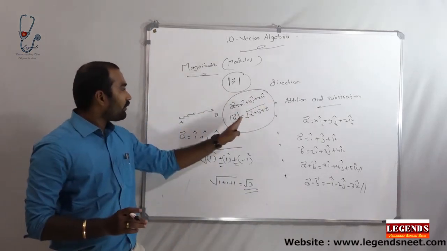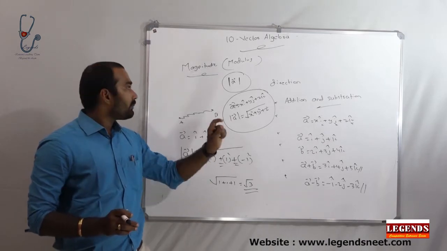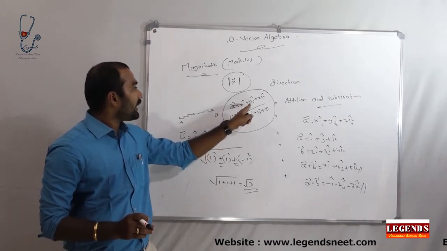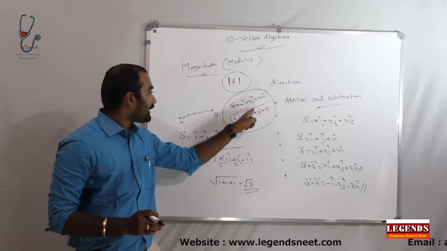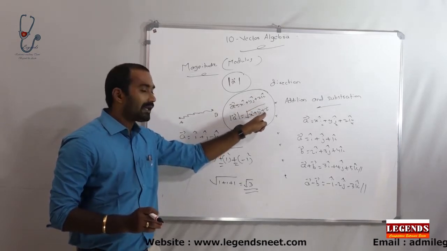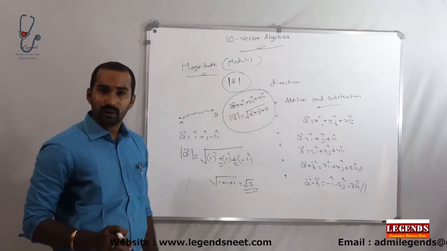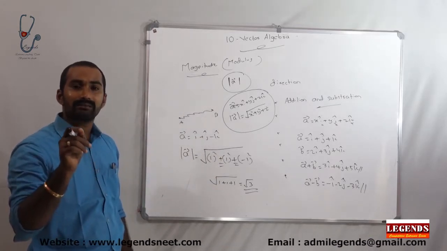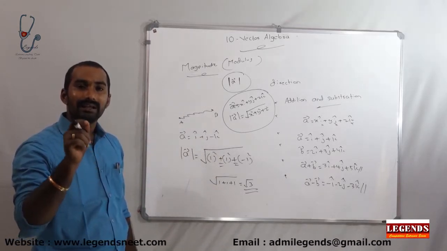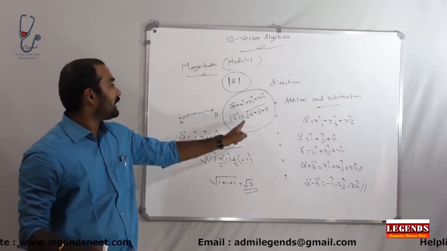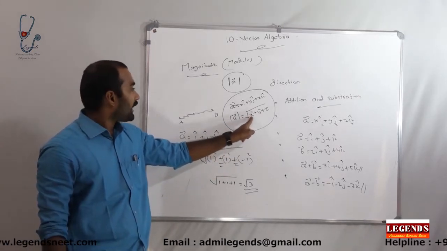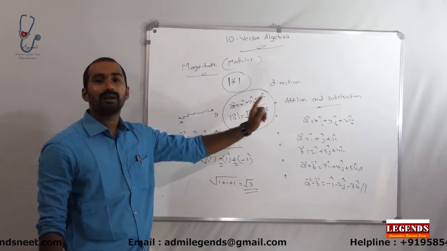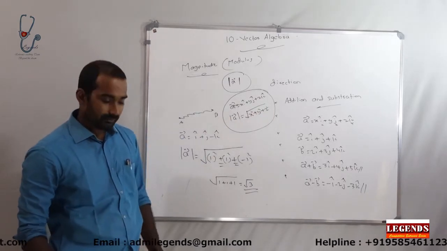The magnitude of any vector can be found out by taking the coefficient of i, j and k, then taking the square, then taking the sum, then taking the square root. That means if a vector is equal to xi plus yj plus zk, then the magnitude of a is equal to the square root of x square plus y square plus z square. Okay.